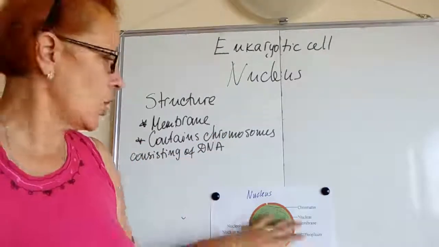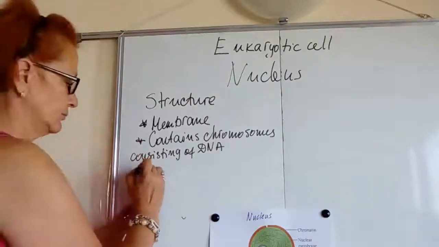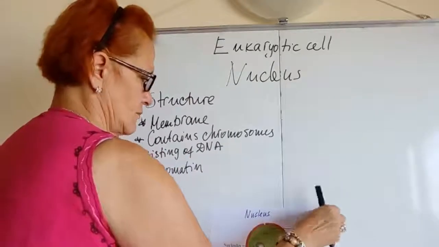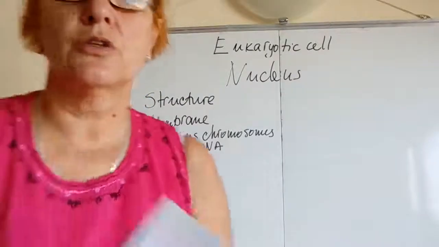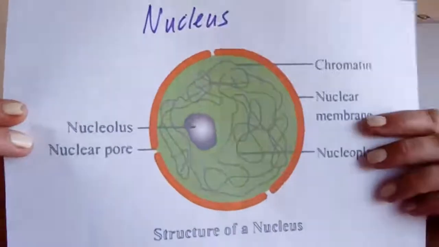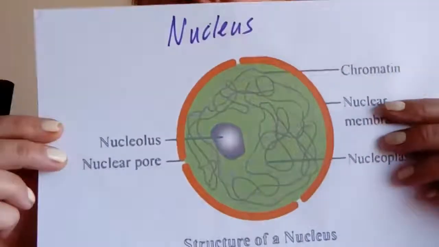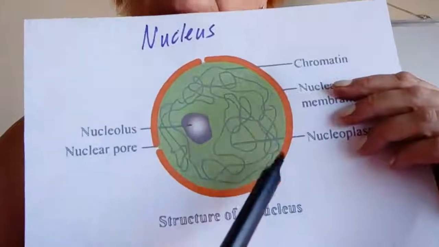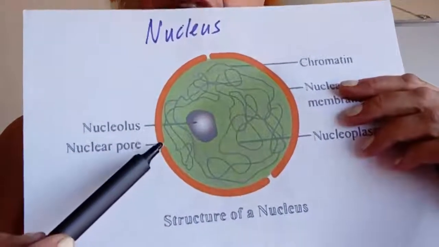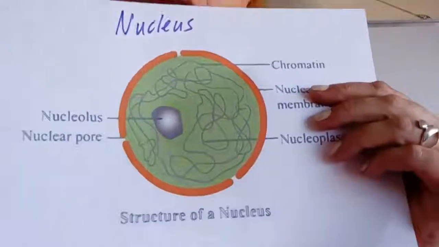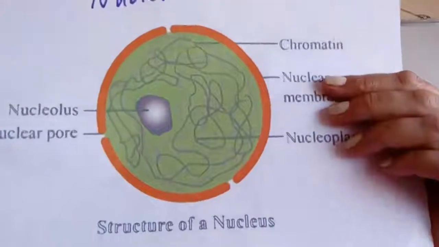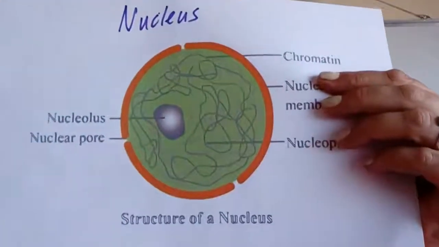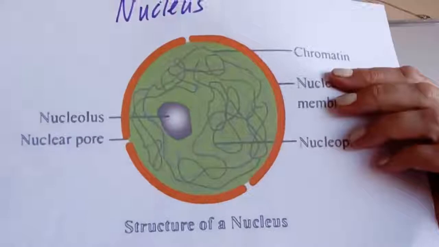And it also contains chromatin. So here is one drawing of a nucleus. What we need to know about the nucleus: it is surrounded by a membrane. As you can see, there are small holes, small pores on the nuclear membrane, which means that the nucleus by itself exchanges substances with the cytoplasm, with the other parts of the cell.